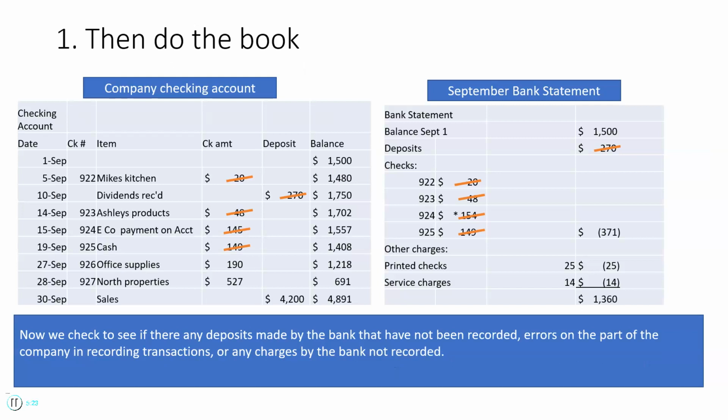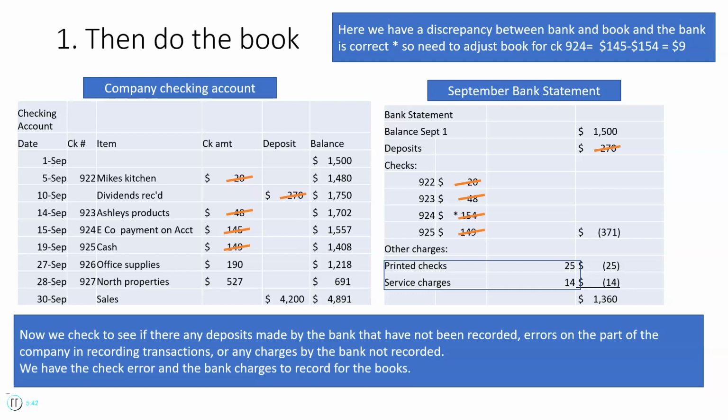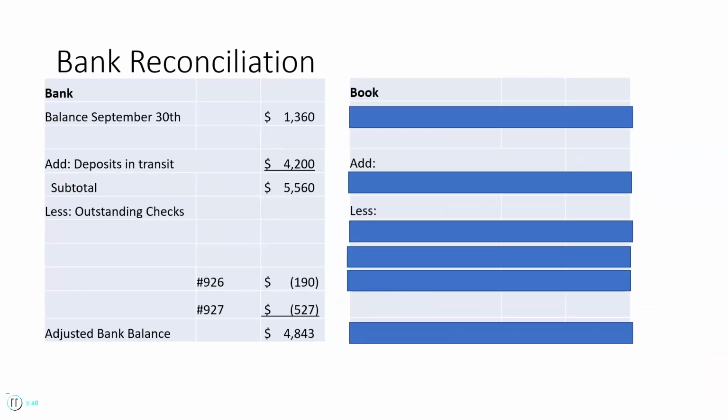So now let's go back to the books. Now we're going to check to see if any deposits were made by the bank that have not been recorded, any errors on the part of the company, or any charges by the bank. And of course we have one error that we made, and we have these $25 and $14 charges. So we have to adjust for the check error and the bank charges to record on the books.